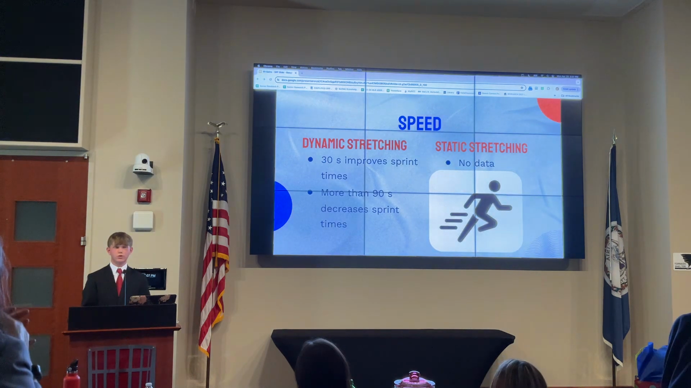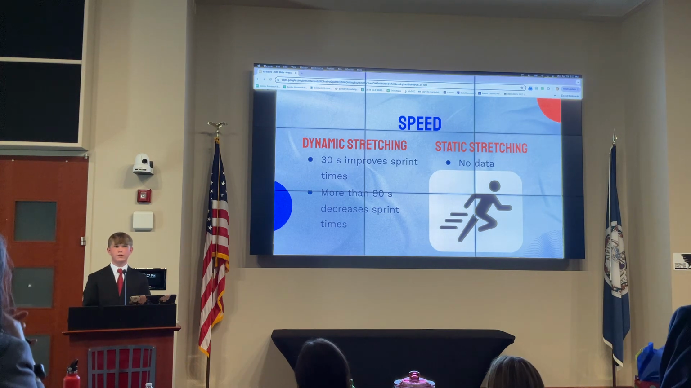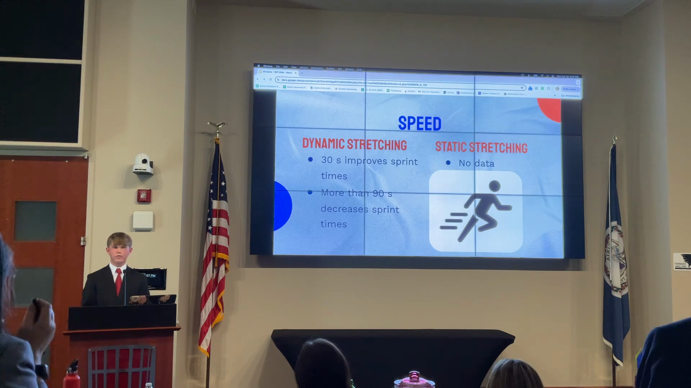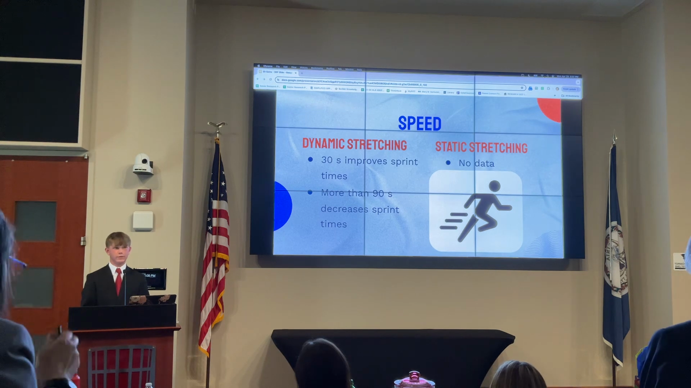And as most sports include running, speed is one of the most important factors to improve and maintain. A study found that 30 seconds of dynamic stretching improved 20-meter sprint times. However, they found that more than 9 seconds of dynamic stretching reduced sprint times and agility due to a stretching-induced fatigue. I found no data pertaining to static stretching's effect on speed.